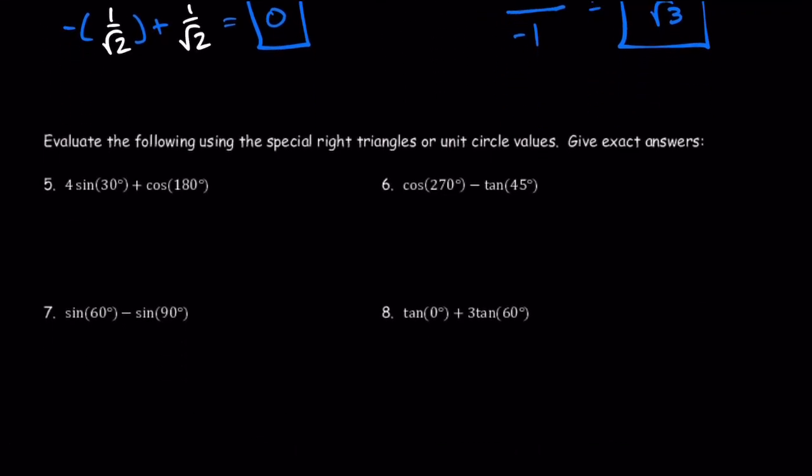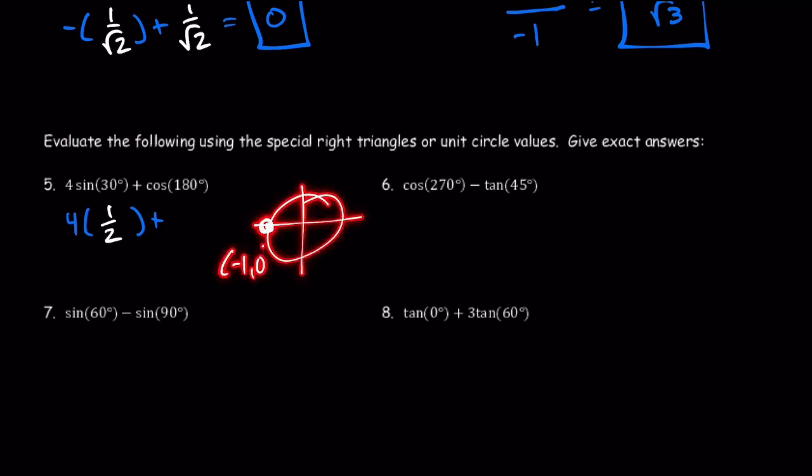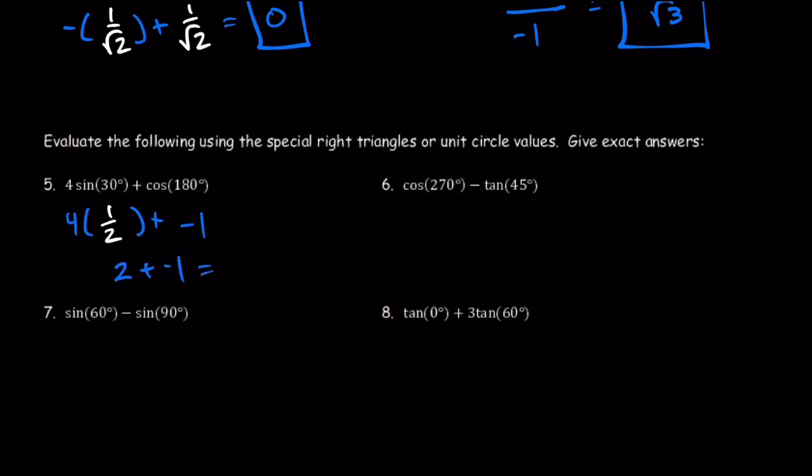All right, so now we're going to combine the special right triangles with the unit circle that we talked about in the warm-up. So for question 5, I want 4 times sine 30 plus cosine 180. Well, the sine of 30, that's the biggie I told you to memorize, is 1/2. Cosine of 180, think about where 180 degrees is. That coordinate's negative 1, 0, and cosine is the first value. So that's a negative 1. And 4 times 1/2 is 2, plus a negative 1 equals 1.